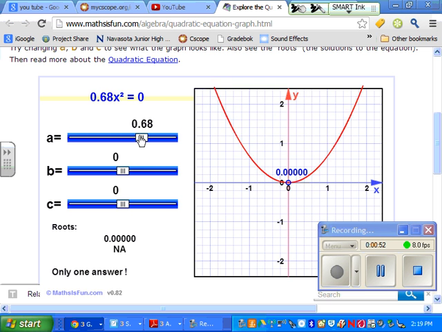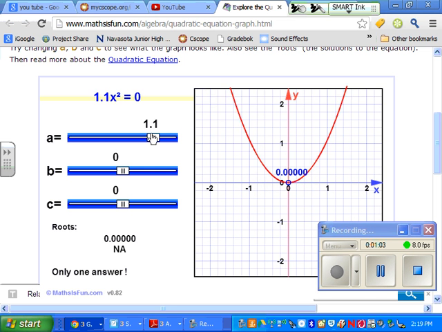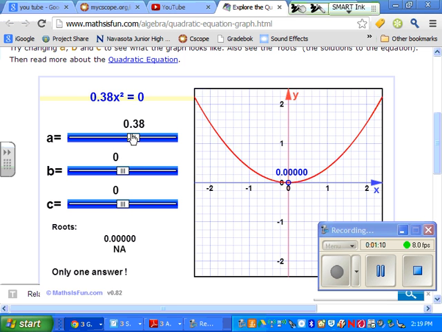Okay, let's do this. See what's happening to our graph? Parabola's reflecting over the x-axis. All right. Put it back on. I'm going to try to get it back on 1.